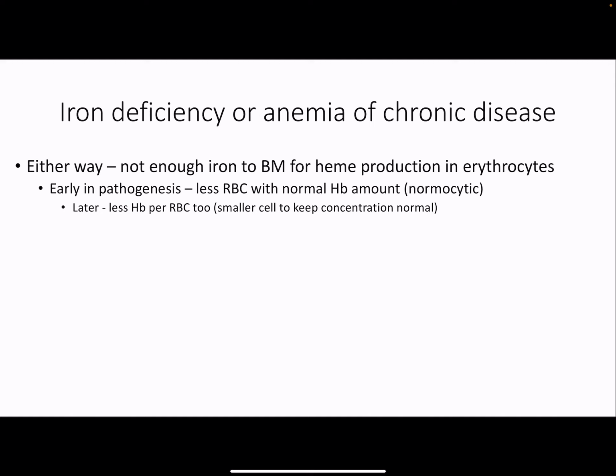So whether it's iron deficiency or anemia of chronic disease, we said that early on, in both of these cases, not enough iron to produce heme, and therefore you're going to have fewer red blood cells. And early on, we said that, okay, we're fine with just fewer red blood cells, but at least we'll equip them with a normal amount of hemoglobin, and that's why they're normocytic. However, eventually we say, okay, we're going to have fewer red blood cells, but we're also going to have less hemoglobin per red blood cell as well. So that's why they fall into both camps.